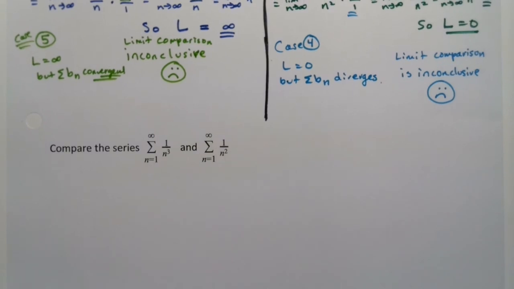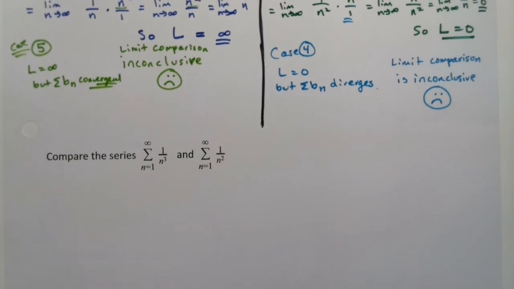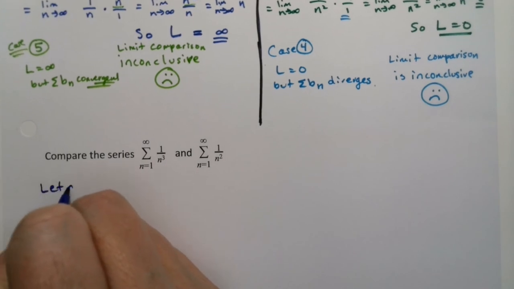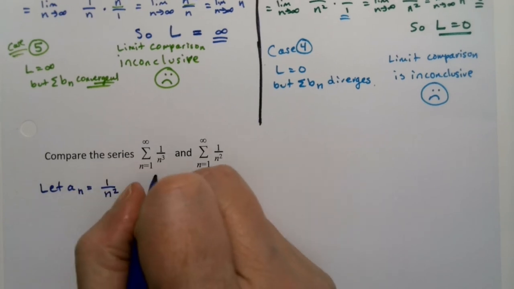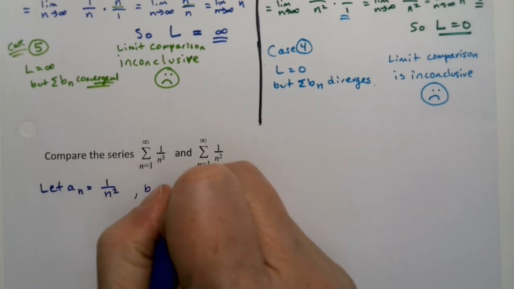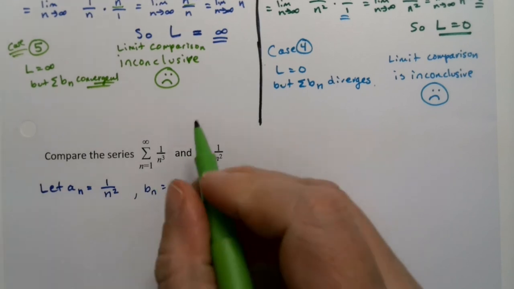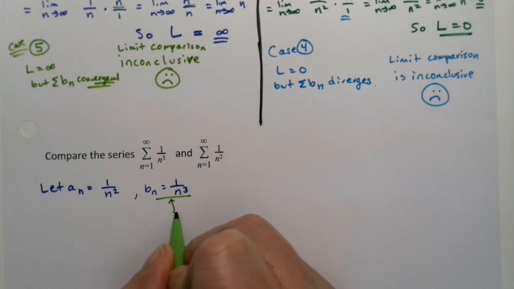All right, so let's try this particular one. Let's let a sub n be, I don't know, 1 over n squared, and b sub n be 1 over n cubed. Okay, so notice 1 over n cubed I know is a convergent p-series. As a matter of fact, I know both of these are convergent p-series. That's not the point. The point is I'm trying to show you a method here. So this is a convergent p-series.